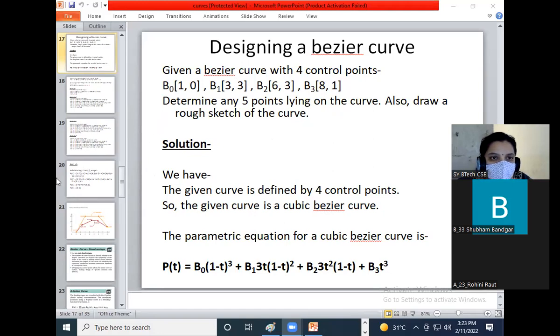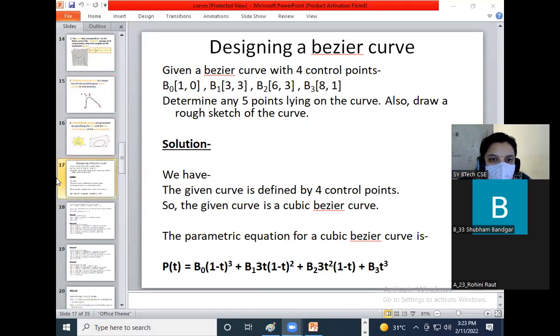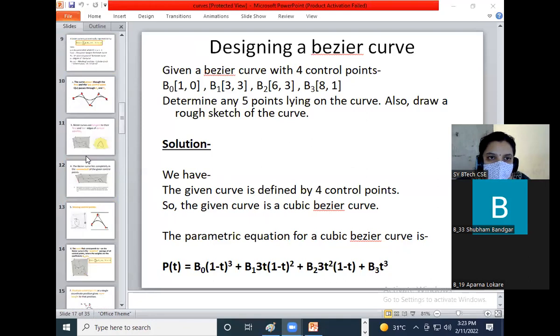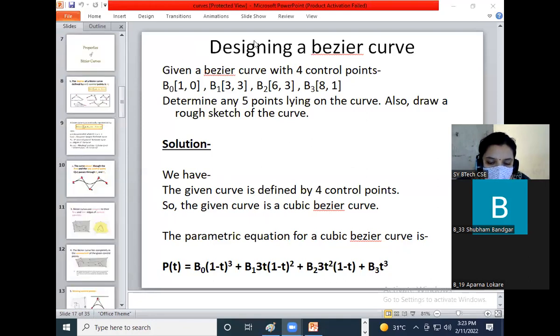Is there any other difficulty? Okay, so let us see the blending function or the basis function of the Bezier curve.